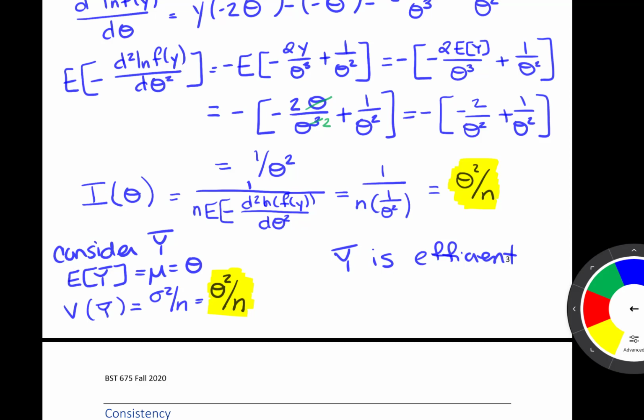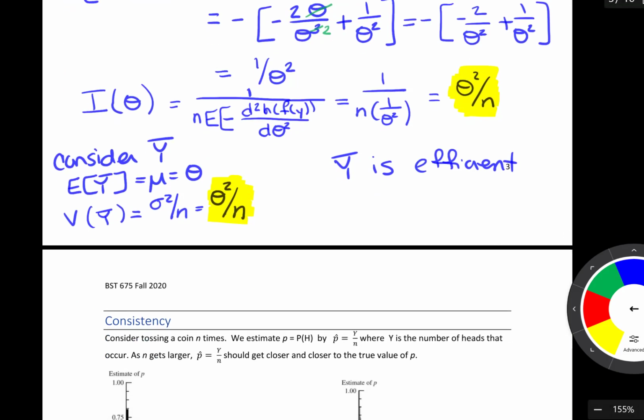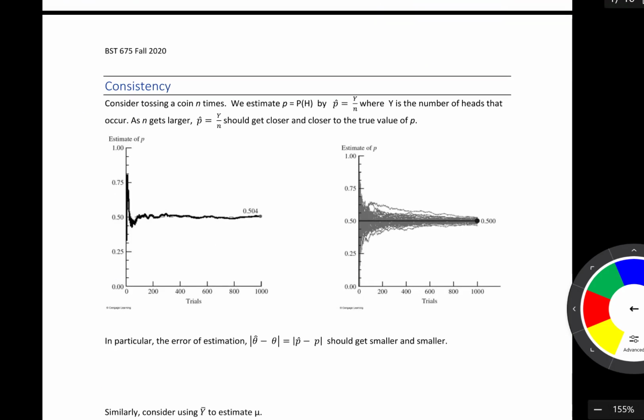So another property that we might want to talk about when it comes to evaluating estimators is the idea of consistency. So consider tossing a coin n times. We estimate the probability of a heads by p hat equals y over n, where y is the number of heads that occur. So don't automatically assume that this particular coin is a fair coin. So as n gets larger, we anticipate that p hat, which is equal to y over n, should get closer and closer to the true value of p.